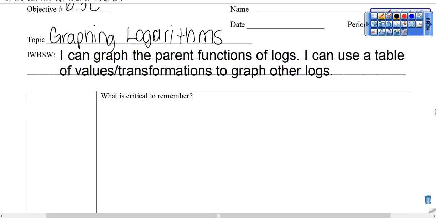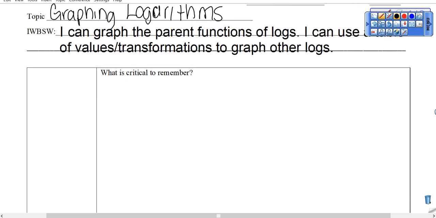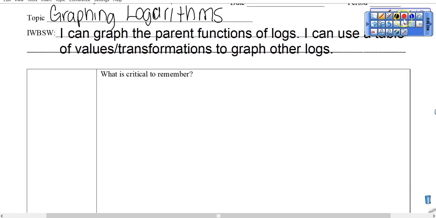So what is critical to remember? Here's the thing. Logs, if you recall, I've told you before, are inverses of exponents. So the graph of a log is a reflection of a graph of the exponent with the same base across y equals x.